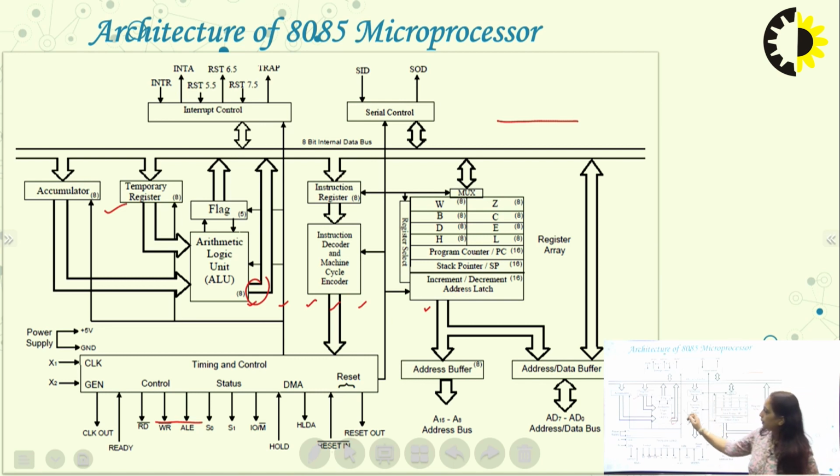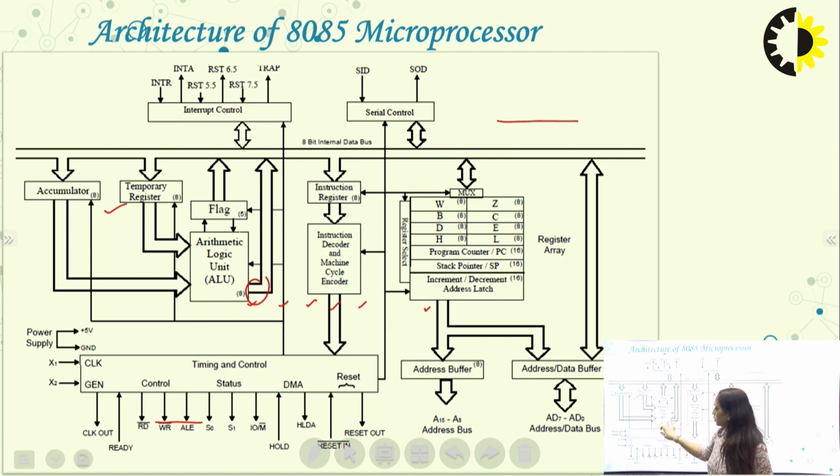And on the left side of the system, we have the ALU, which is used to perform arithmetic and logical operations, and some temporary registers, the W and Z registers, which are not accessible by the user. They are used by the microprocessor for internal operations only.